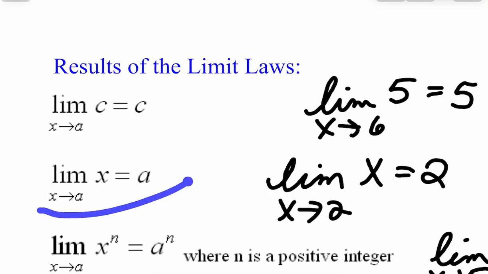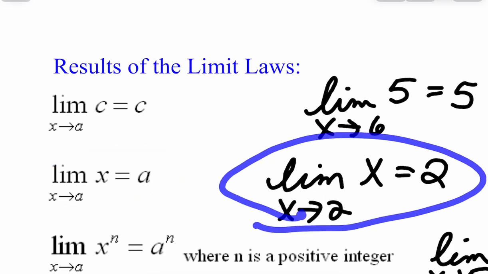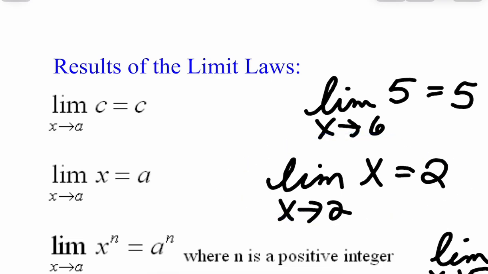So what is the limit as x approaches a for the linear function x? Well, it's just going to be a. So if we have the limit as x approaches 2 of x, the answer is 2. You can see it's just a direct substitution. 2 goes in for x, bam.